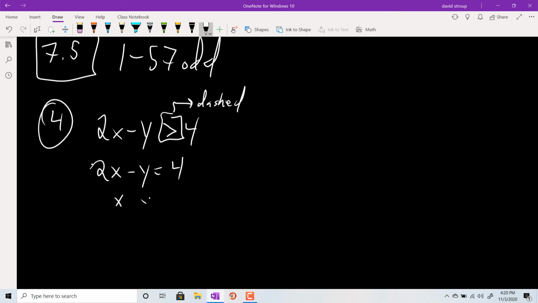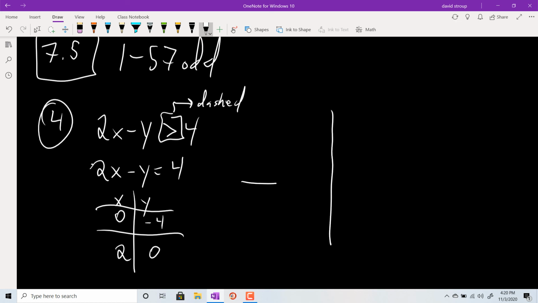And then I'm going to do a t-table and get the x and y intercepts. So when x is 0, y is negative 4. When y is 0, x must be 2. I can do that in my head. That's easy enough. So 0, negative 4, and 2, 0, dashed line. And I do test points.